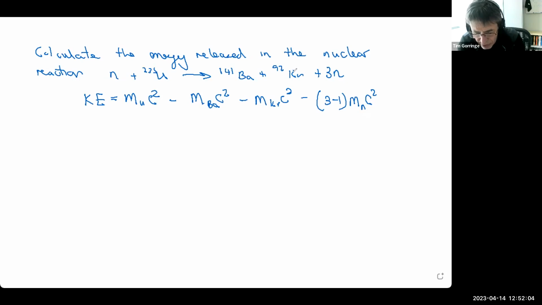There's another little term over here. To undergo this reaction, it's a chain reaction. You put neutrons in, you get neutrons out. Putting 1 neutron in, we're getting 3 neutrons out.